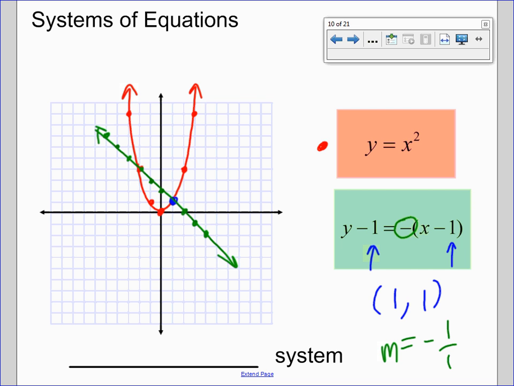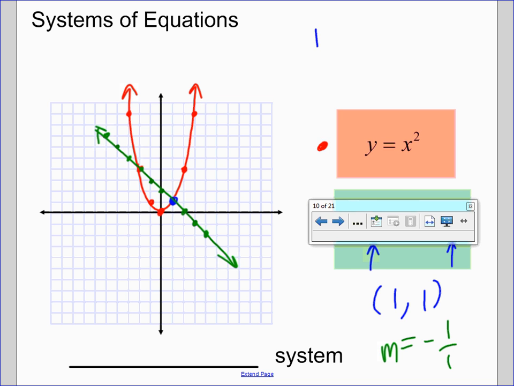Kendall and Hannah? 1, 1. 1, 1, raise your hand if you had 1, 1 as a solution, good, excellent. Anything else? Negative 2 comma 4. By golly, it does look like negative 2 comma 4 is on each of those as well. Raise your hand if you also selected negative 2 comma 4. Great, so how do we know which is which? Right? How do we know which is right? Some people pick 1, 1, and some people pick negative 2, 4.